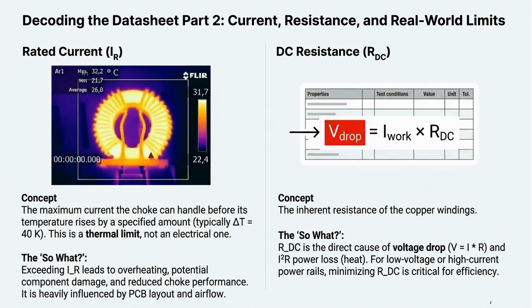Next, consider rated current and DC resistance. Exceeding the rated current is a thermal limit that causes overheating and performance reduction. Minimizing DC resistance is crucial for efficiency, as it directly causes voltage drop and power loss.